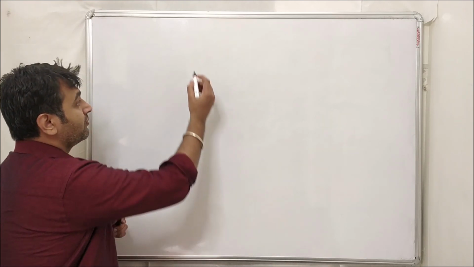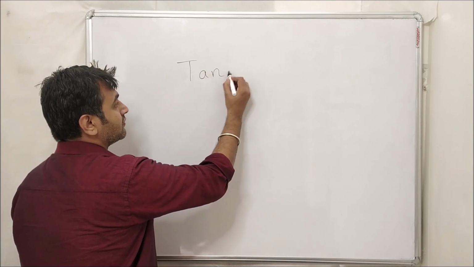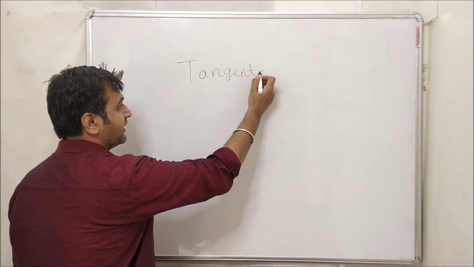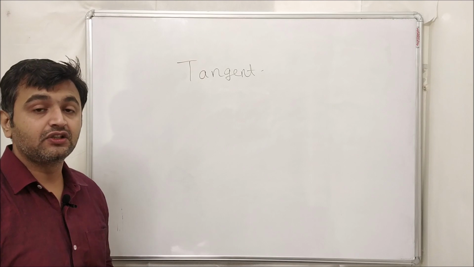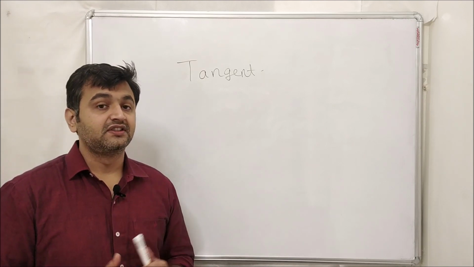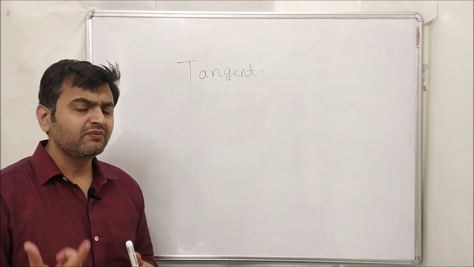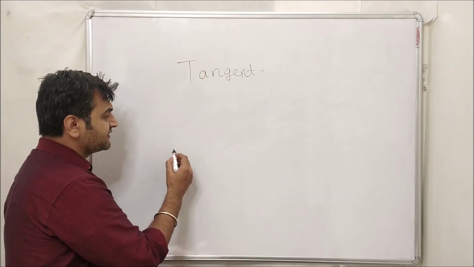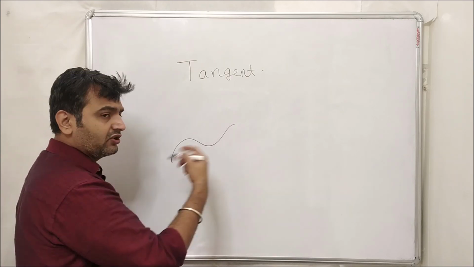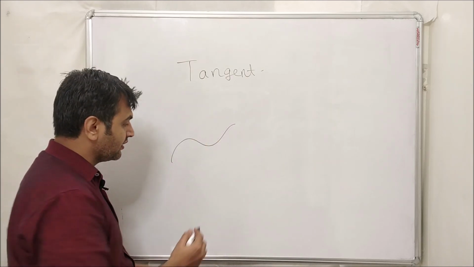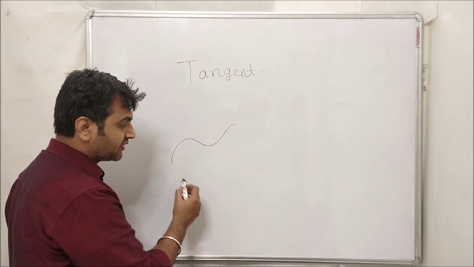Today we are going to talk about the tangent to a curve, how to find the tangent vector and the unit tangent vector for a given simple curve. Now what do you mean by a simple curve? A curve is said to be a simple curve if it does not intersect or touch itself again. Okay, so this is an example of a simple curve.